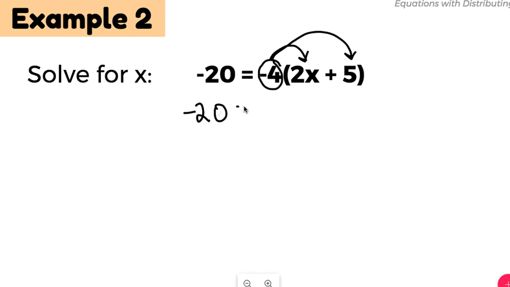So we'll copy our negative 20. Remember, we're not doing anything to the left. We're just focusing on simplifying this expression on the right. Negative 4 times 2x is negative 8x. Remember, we multiply our numbers. Negative 4 times positive 2 is negative 8. Negative 4 times 5 is negative 20.